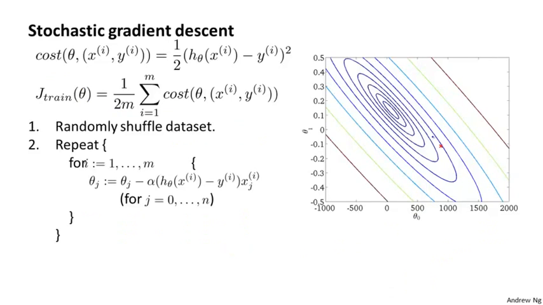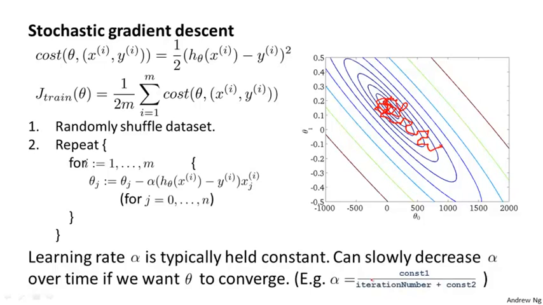We saw that when you run stochastic gradient descent, the algorithm will start here and meander towards the minimum, and then it won't really converge, but instead it'll wander around the minimum forever. And so you end up with a parameter value that is hopefully close to the global minimum, but won't be exactly at the global minimum. In most typical implementations of stochastic gradient descent, the learning rate alpha is typically held constant, and so what you typically end up with is exactly a picture like this.